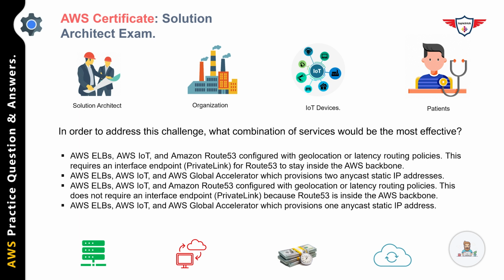And the last one is Elastic Load Balancer, AWS IoT, and AWS Global Accelerator, which provisions one Anycast static IP address. The correct answer is Elastic Load Balancer, AWS IoT, and AWS Global Accelerator, which provisions two Anycast static IP addresses.